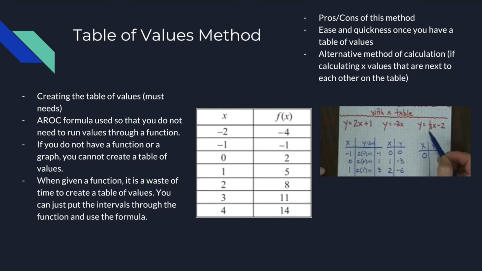The average rate of change formula is used so that you don't need to run values through a function and get a table of values, especially when measuring the average rate of change between two values that are on the same table of values. If you do not have a function or a graph, you cannot create a table of values, as previously mentioned.